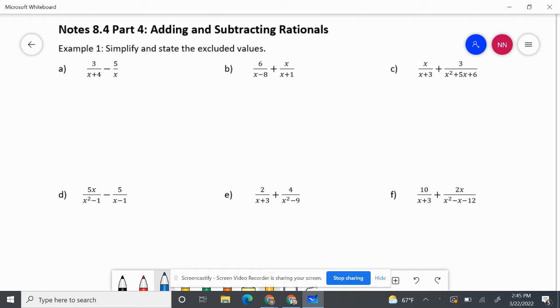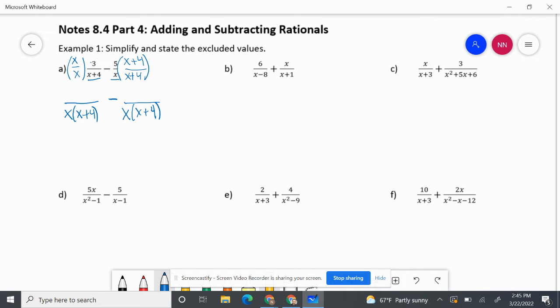So looking at letter A, what we have is an x plus 4 and an x. So our common denominator is x and then x plus 4. Now remember, once we have our common denominator, what we do is we see what's missing. So in the first one, there's an x missing. In the second one, there's an x plus 4 missing.